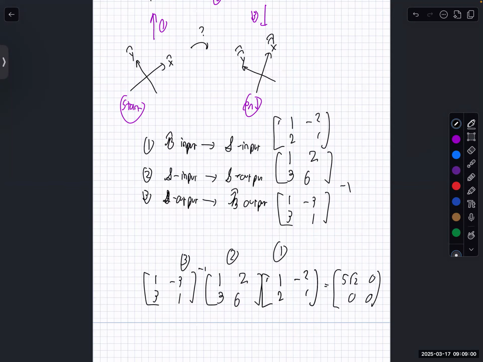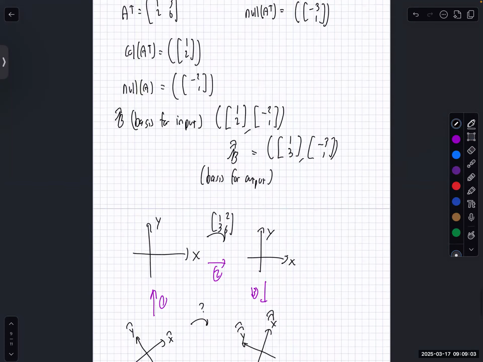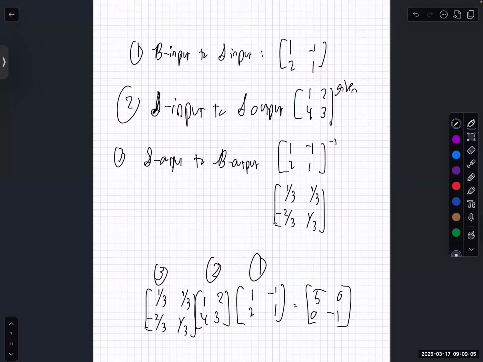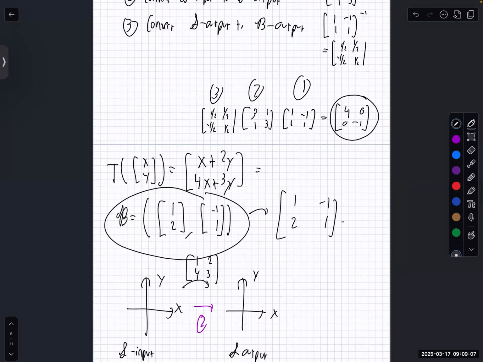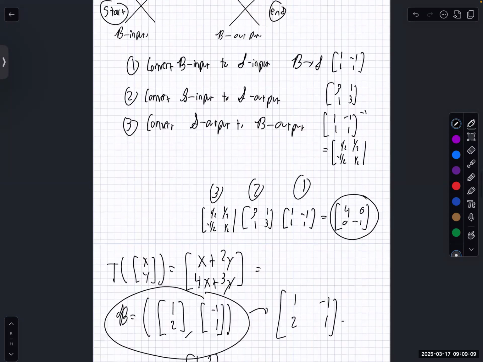One thing I want you to notice is for the 3 different problems that we did, that was one of the matrices, diagonal.